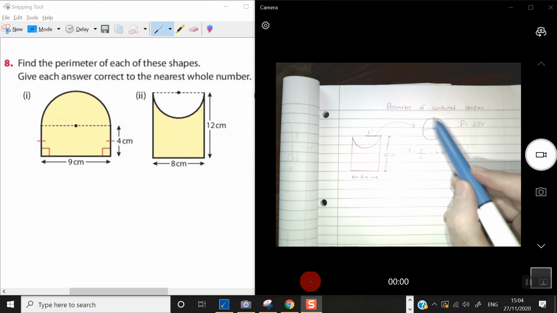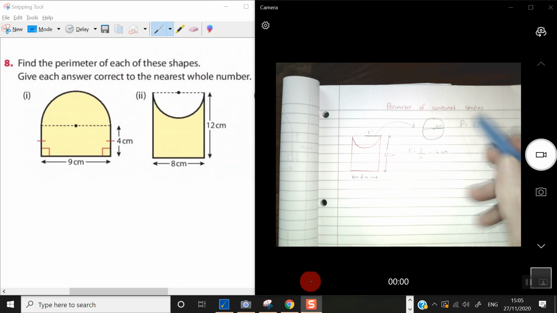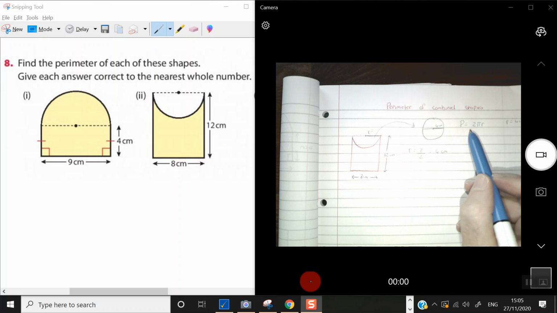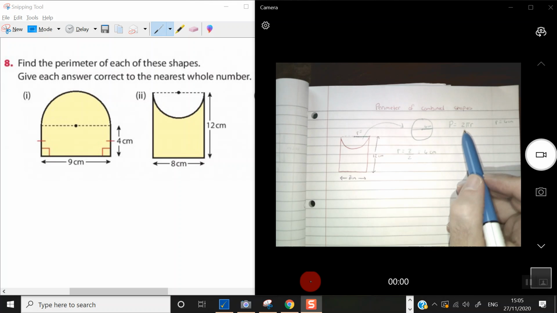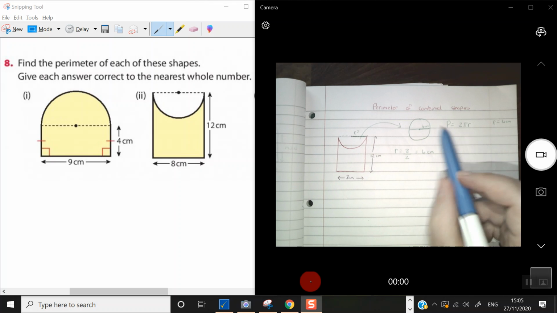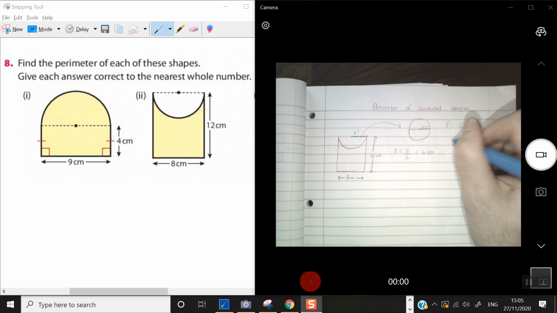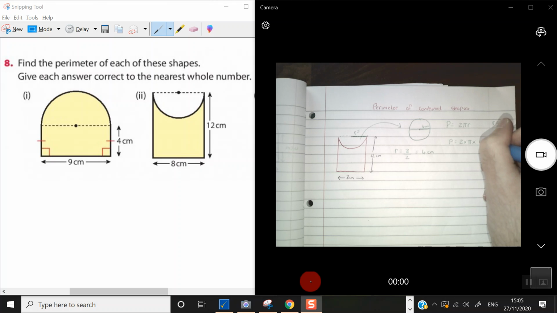So we can treat this like a full circle, and we can get the radius of it. r is equal to 4 centimeters, and we can plug our data into this formula and work out the perimeter of a full circle that has this same radius. What would that look like? The perimeter is going to be equal to 2 multiplied by pi multiplied by the radius, which is 4 centimeters.